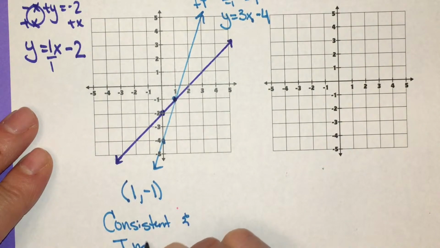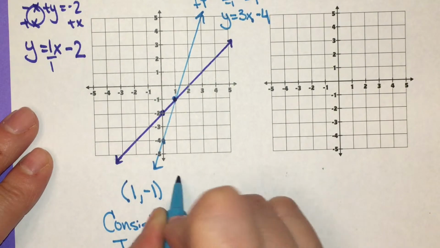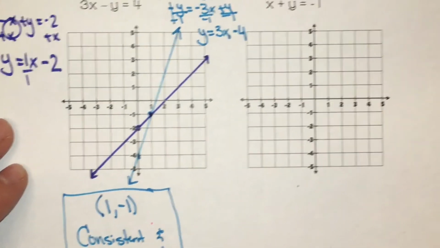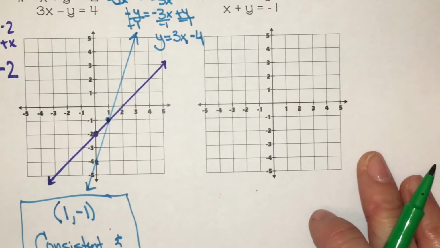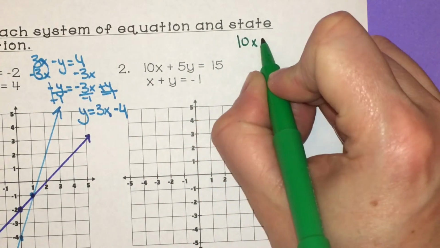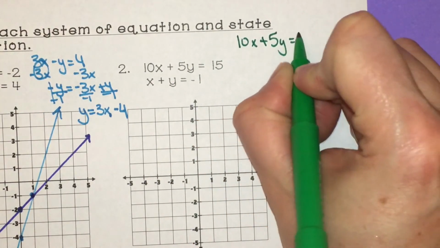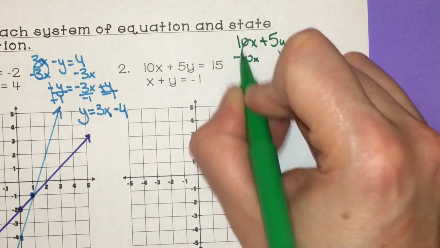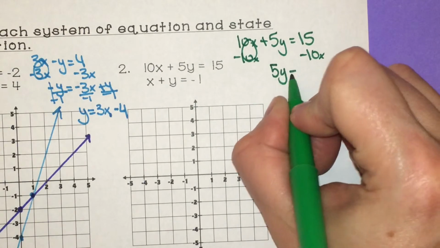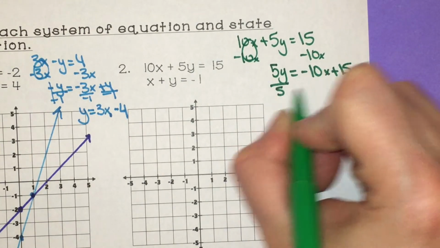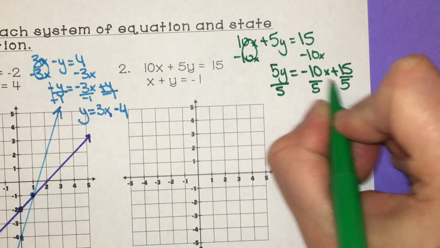All right, last one. Okay, so here, solve for y. We have 10x plus 5y equals 15. I'm going to subtract 10x on both sides, and I get 5y equals negative 10x plus 15. Divide everything on both sides by 5.